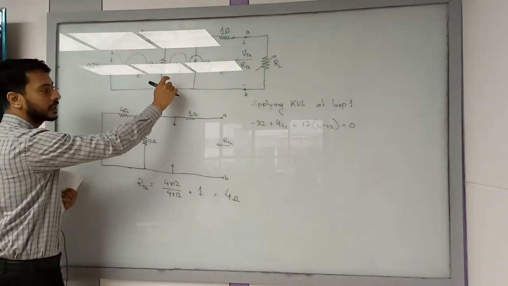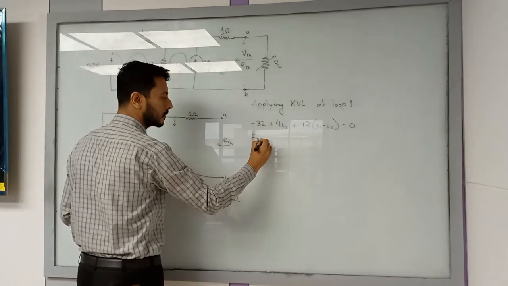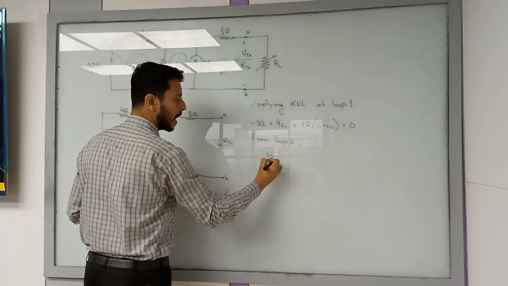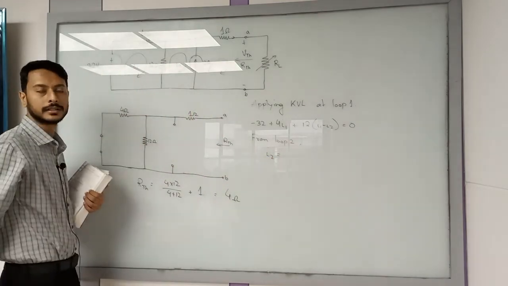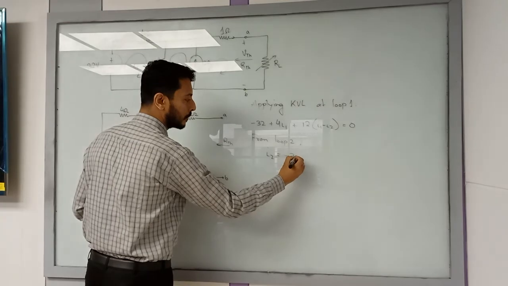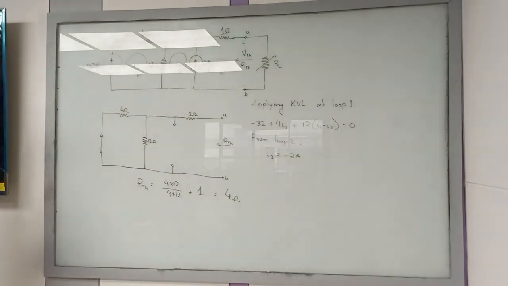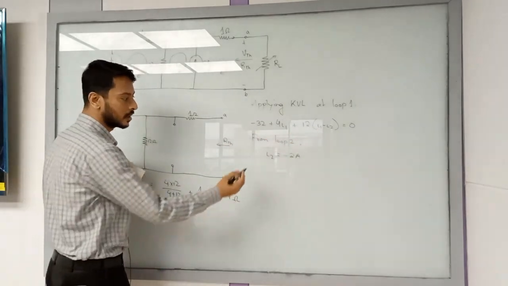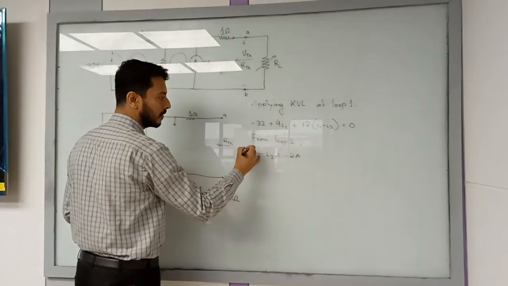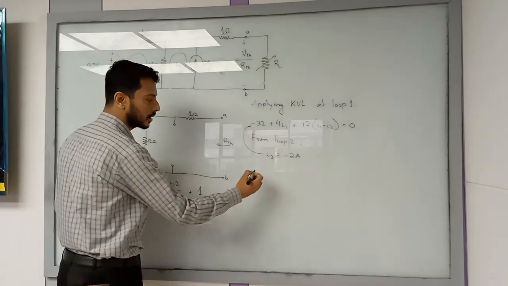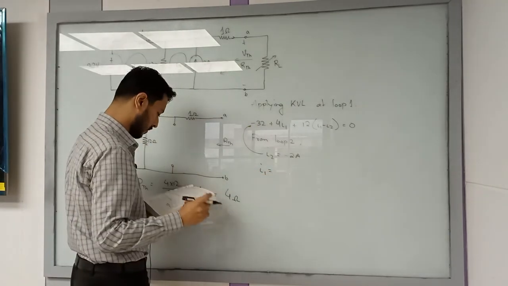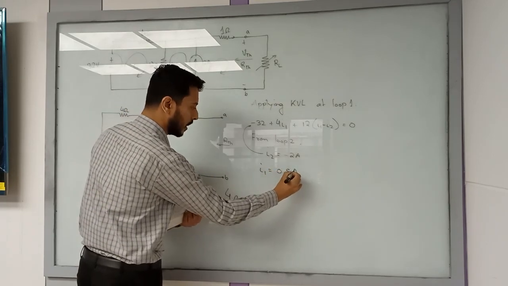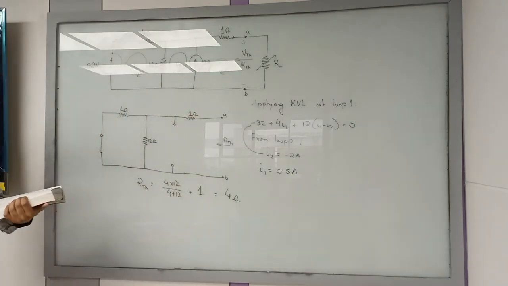দেখো এইখান থেকে, ফ্রম লুপ টু, I2 is equal to কত হবে? -2 অ্যাম্পিয়ার। এটা বুঝছো তো সবাই? সো এই ইকুয়েশনে তুমি ইজিলি বসায় দিলে I1 এর ভ্যালু পেয়ে যাবে না? এই ভ্যালুটা এই ইকুয়েশনে বসায় দাও, তাহলে I1 is equal to 0.5 অ্যাম্পিয়ার। ঠিক আছে?